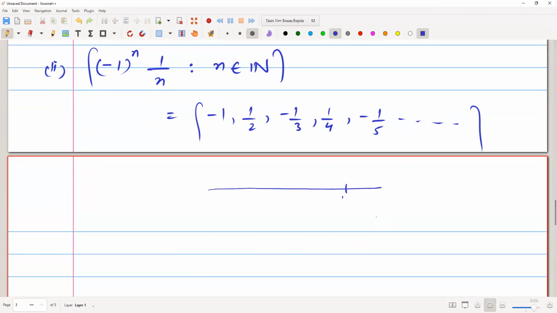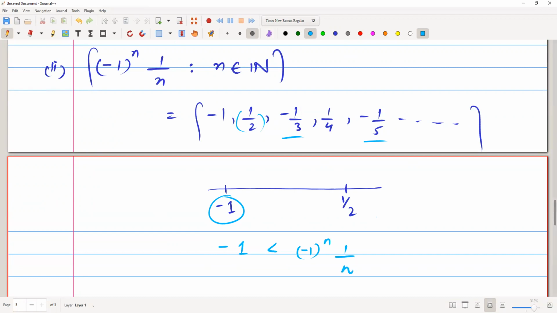So 1/2 is the largest value, and the smallest of them is -1, because every other number is going to be greater than -1. For instance, -1/3 is greater than -1, and -1/5 is greater than -1. So the least number we have is -1, and the largest is 1/2 because it is greater than every number, because then we get 1/4, then 1/6 here, and so on. So this set is bounded between these two numbers.